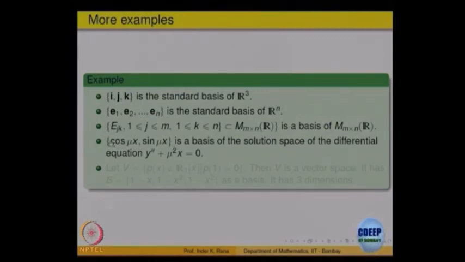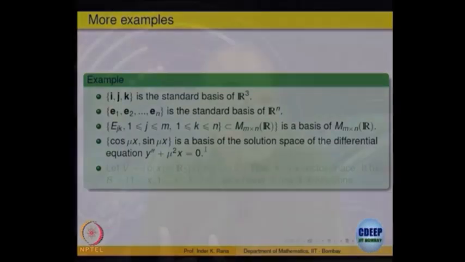So, that means what? If I take alpha times cos mu x plus beta times sin mu x equal to 0, that should say alpha is equal to 0 and beta equal to 0. Does that happen? Because when you say right hand side equal to 0, that is a function. That means the left hand side is a function which is equal to 0 for every value of x. That is how you should understand that.